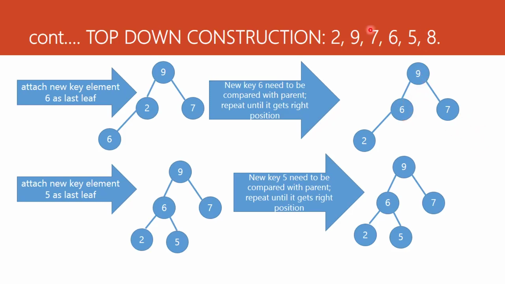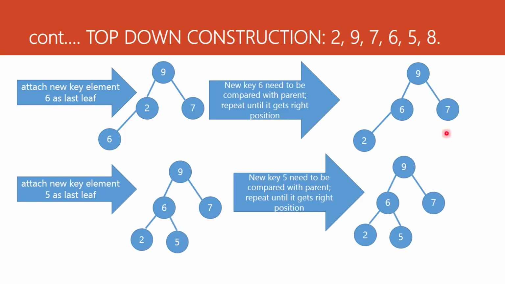Next what? Attach 5 as the last leaf. Here I am going to attach it, that is shown here in this tree. Now check whether 5 is satisfying the parental dominance property. That means its parent has a greater or equal element than 5. So it is greater now. So no need to swap it. So you get the same tree as it is.